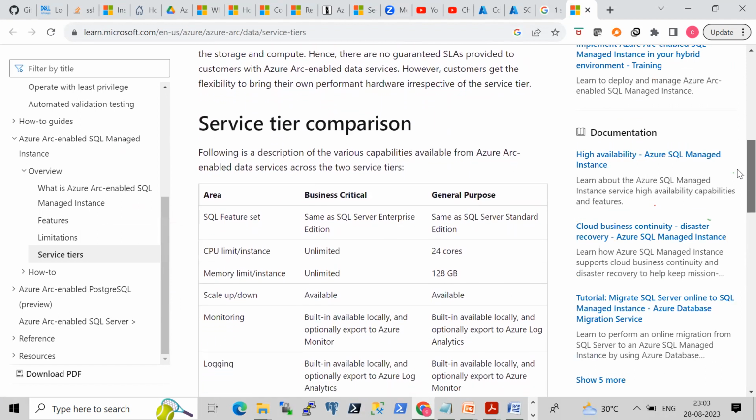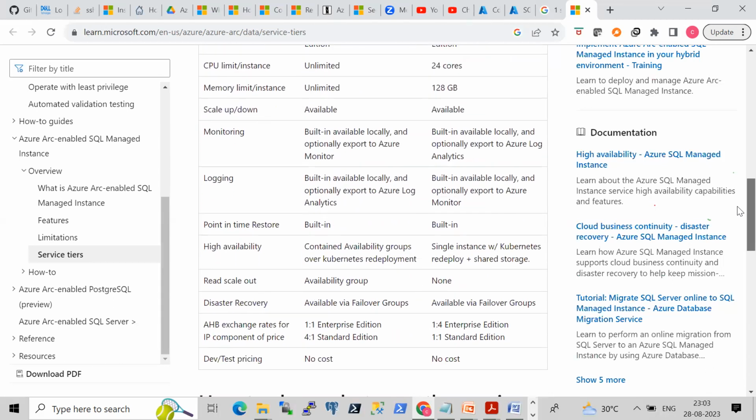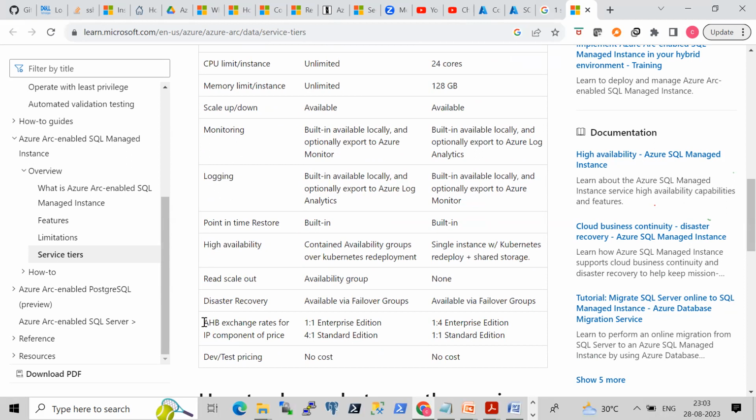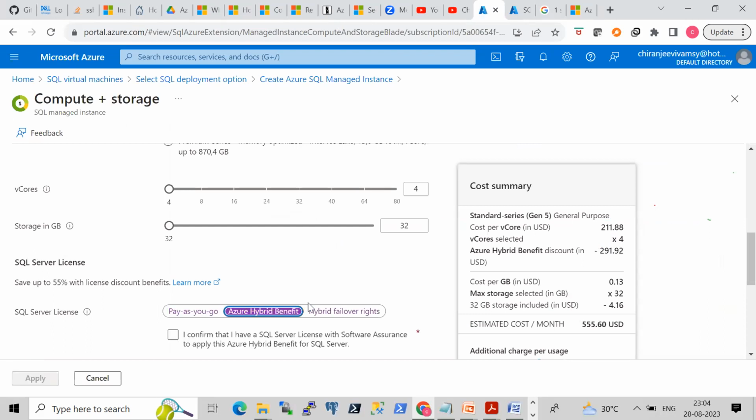And I think this is the one. Let me see. So this is what I'm saying: Azure hybrid benefit. If I choose this, and if I have a license on on-premises and I would like to convert that on-premises machine to MI, then I can make use of that license. So if I choose Azure hybrid benefit, see the cost, automatically it got reduced to $555.